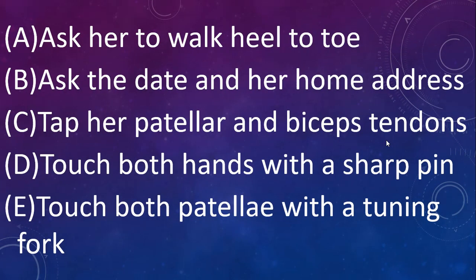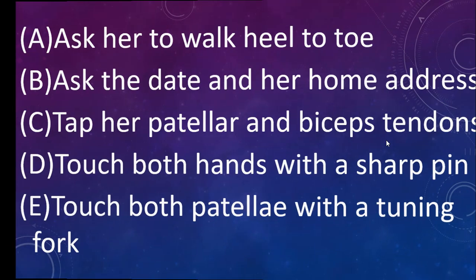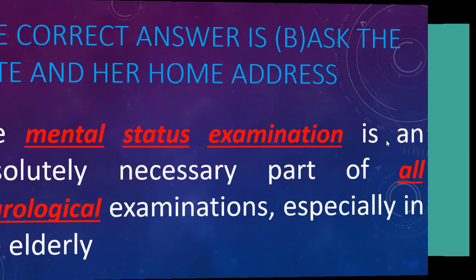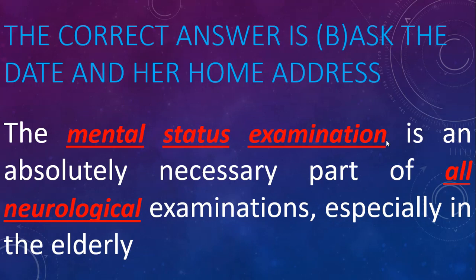A. Ask her to walk heel to toe. B. Ask the date and her home address. C. Tap her patellar and biceps tendons. D. Touch both hands with a sharp pen. E. Touch both patellae with a tuning fork. Answer and explanations. The correct answer is B, i.e. ask the date and her home address.